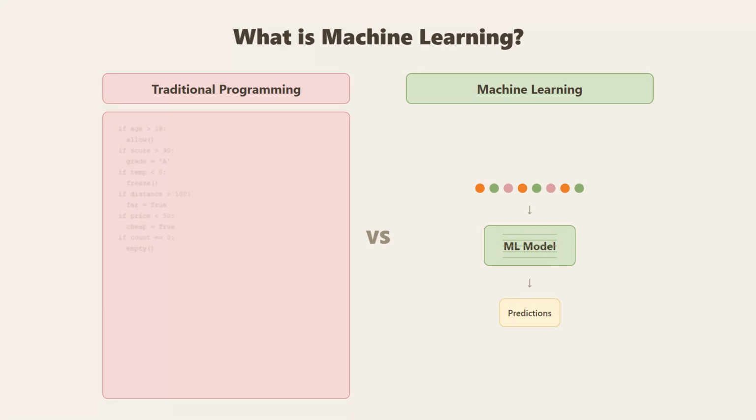Imagine writing rules to recognize a cat in an image or to understand human speech. The number of rules would be astronomical and constantly changing. Machine learning takes a completely different approach. Instead of programming rules, we feed data to an algorithm and let it discover patterns on its own. We show it thousands of examples, and it learns what makes a cat, or what spam emails look like. This data-driven approach is what makes machine learning so powerful, scalable, and adaptable to complex real-world problems that would be impossible to solve with traditional programming.